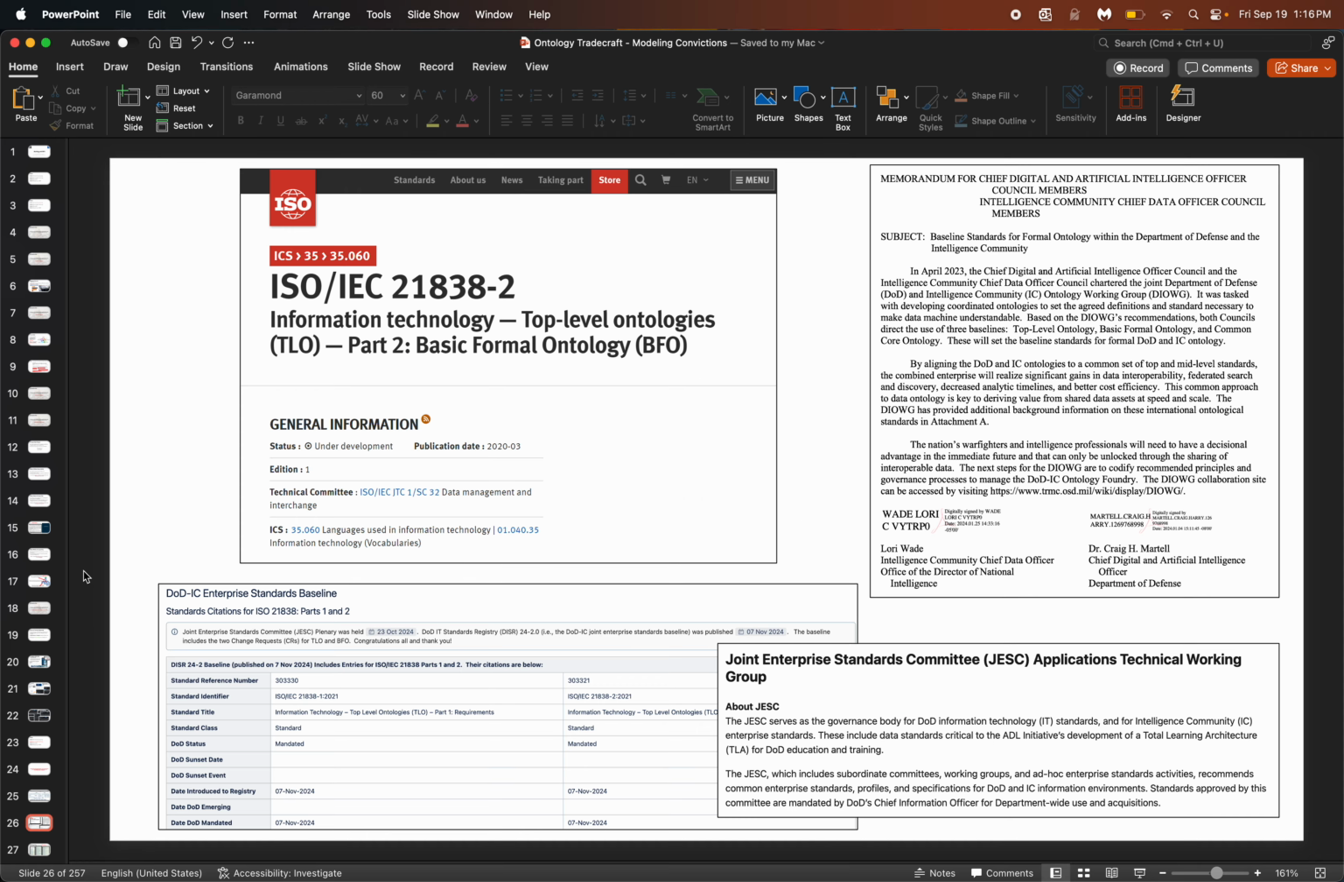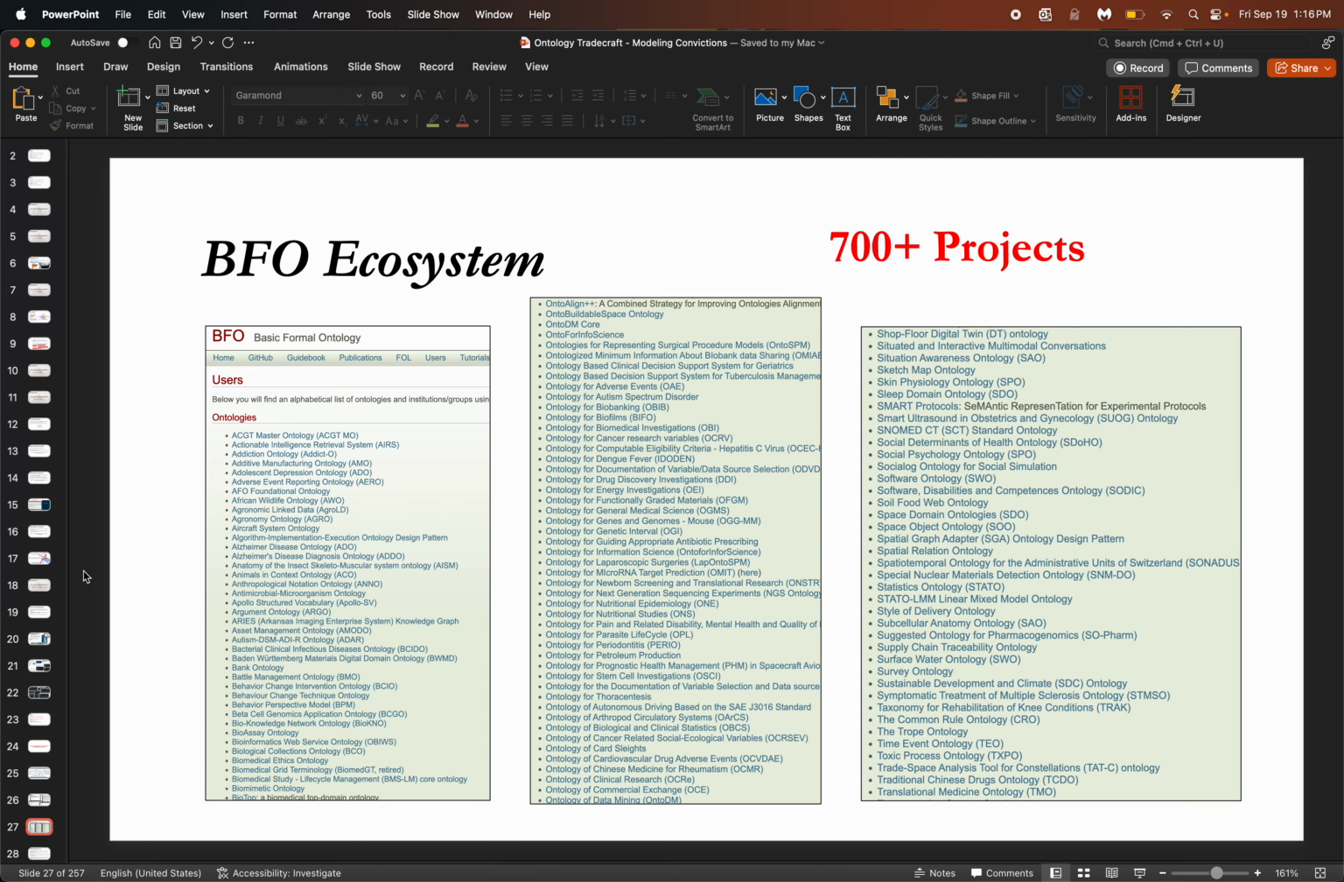And it's been quite popular. It is the first ISO standard for top-level ontologies, ISO/IEC 21838. It is a DoD Enterprise Standard baseline. It is a JSIC technical working group baseline. It is mandated for use across the DoD and the IC communities alongside one of its extensions, Common Core Ontologies. Again, quite popular. It's used by over 700 projects and counting worldwide.